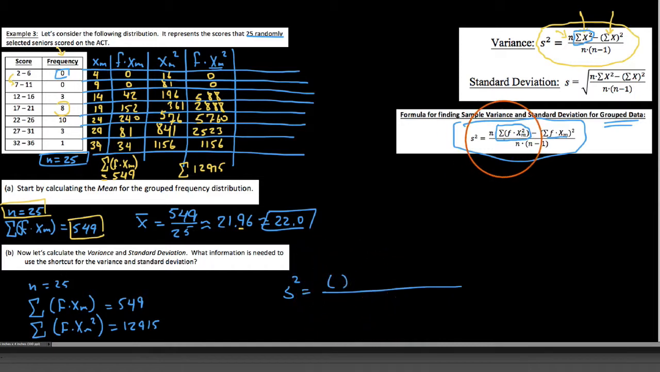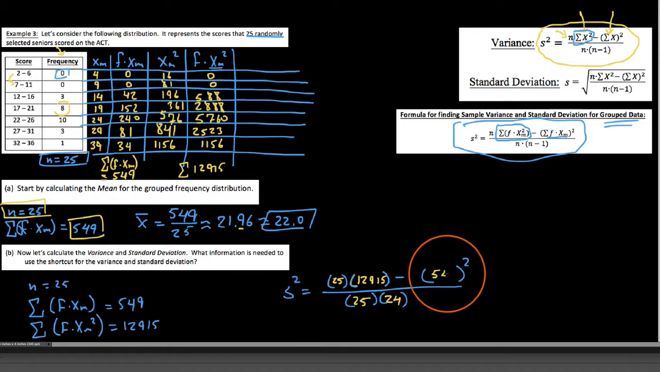So we'll start with this. We have n, and then n times n minus 1 in the basement. So our n, in this case, is 25 students that did this. And in the basement, we'd have 25 times 25 minus 1, which is 24. And then as far as these other two numbers on the top go, we say this minus this number squared. We're going to put in the bigger of the two numbers first, the sum of our squared data, which was this 12915. And then we are going to subtract the sum of our data squared.